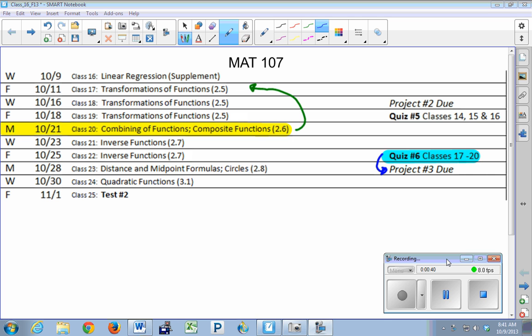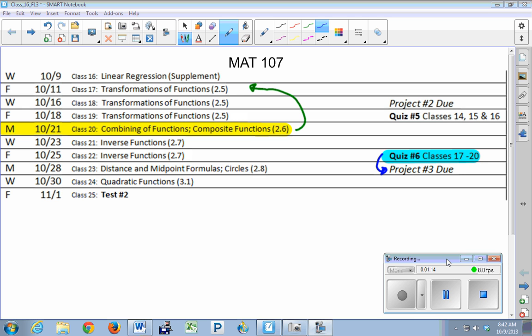So since the class that we would have normally been doing a week from Monday, combining functions and composite functions, does not depend at all on transformations of functions, I'm going to move this class, combining functions and composite functions, which is section 2.6 in the book, to this Friday. That way next week we'll have Wednesday, Friday, and then the next Monday all on transformation of functions. Okay? So all I'm doing is taking this and switching it for Friday of this week.